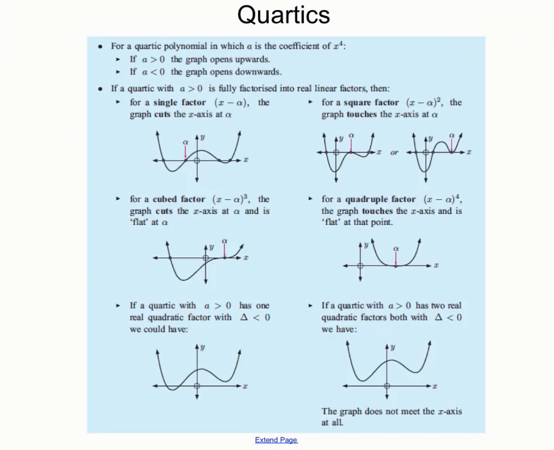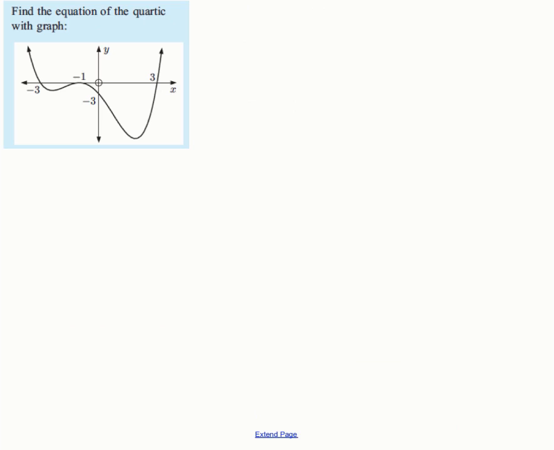All right. What about quartics? Same sorts of ideas as with cubics. A quartic could have a maximum of 4 real zeros. It's always going to have 4 solutions, whether they're real or complex. But it's the same idea as the cubics.